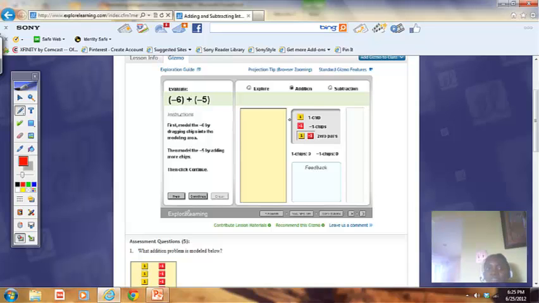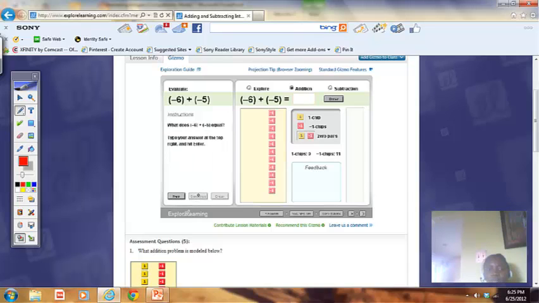Let's try another one. So here we have negative 6 plus negative 5. Take a look. If I have negative 6 chips, and then we need to add negative 5 to it, so now our total will be negative 11. Okay, so now our answer will be negative 11.